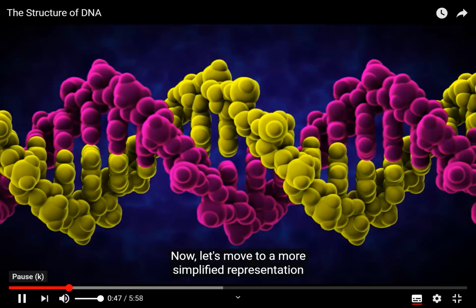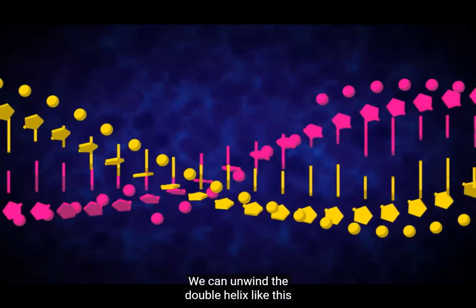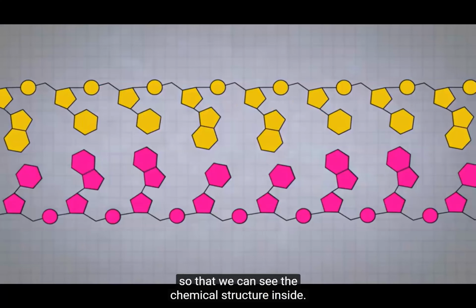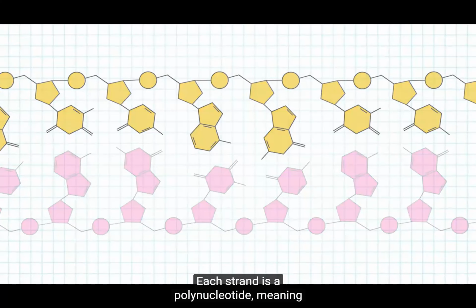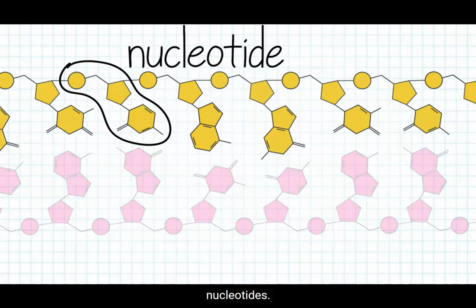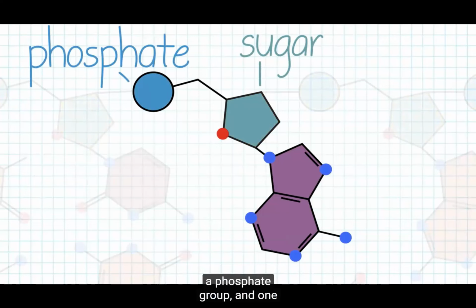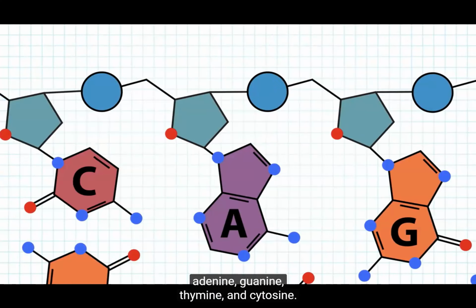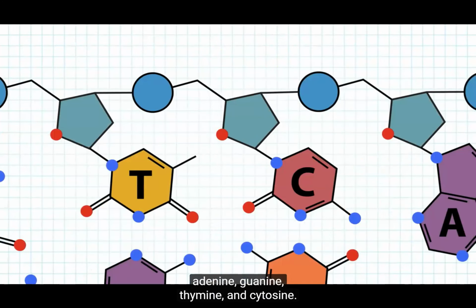Now, let's move to a more simplified representation of DNA to discuss the details. We can unwind the double helix like this, so that we can see the chemical structure inside. Each strand is a polynucleotide, meaning the strand is made up of many individual units called nucleotides. A nucleotide has 3 components: the 5-carbon sugar, a phosphate group, and one of 4 possible nitrogenous bases: adenine, guanine, thymine, and cytosine.